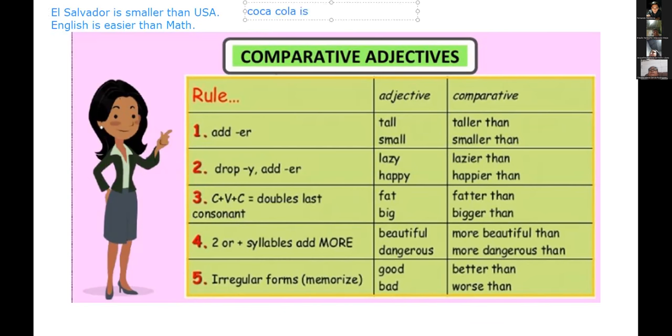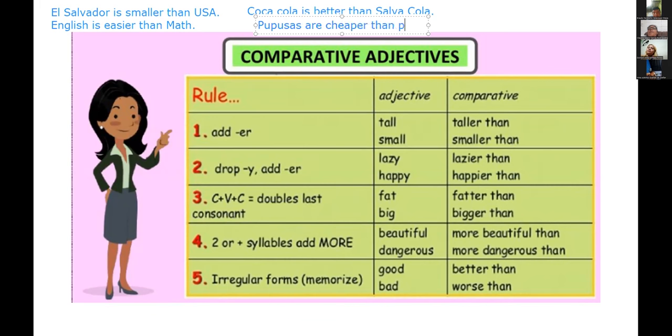Coca-Cola is better than. Okay. It's better than Salvacola. Yeah. Esa fue publicidad, ya. Okay, it's just an example. But Coca-Cola is more dangerous for your health. Okay, another example. Pupusas are cheaper than pizza. Yes or no? Yes. Are cheaper than pizza. And more examples.